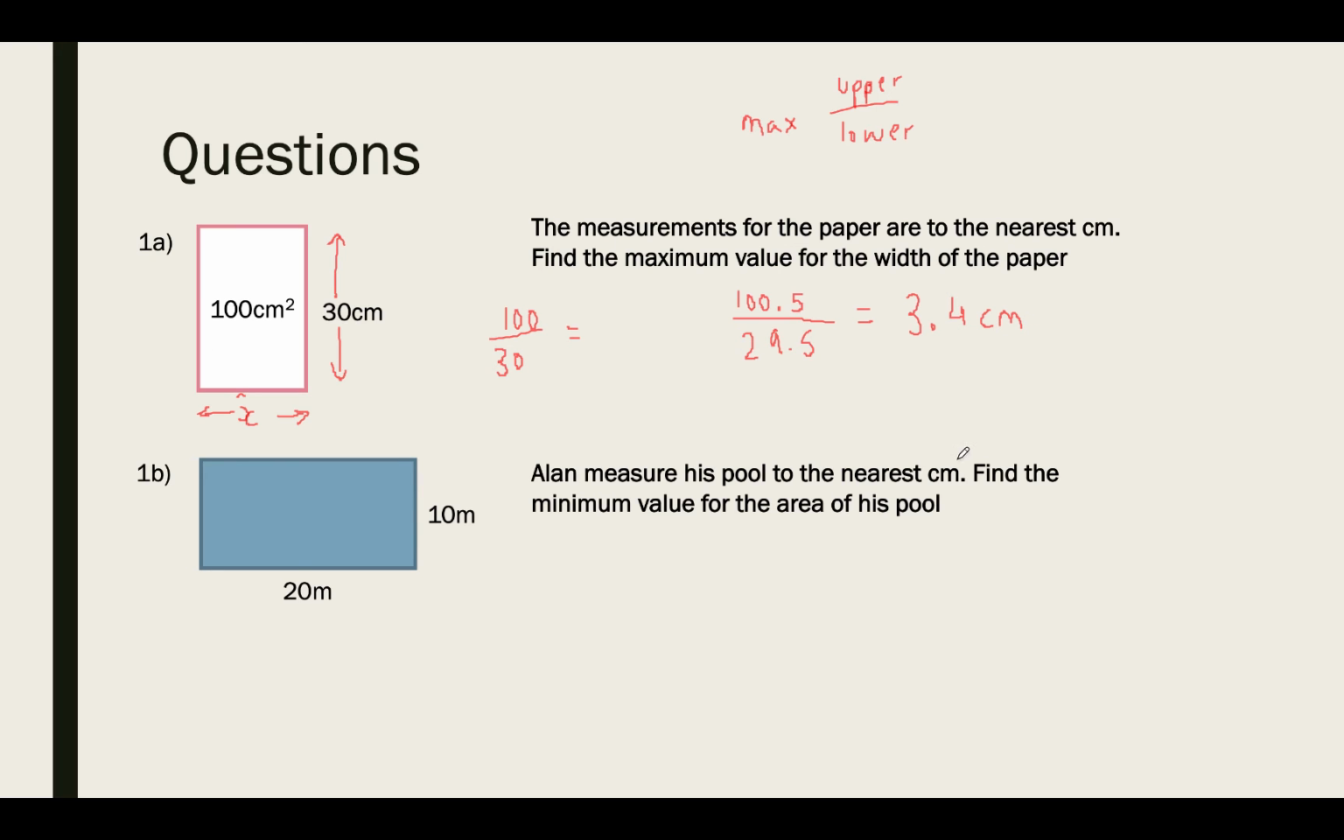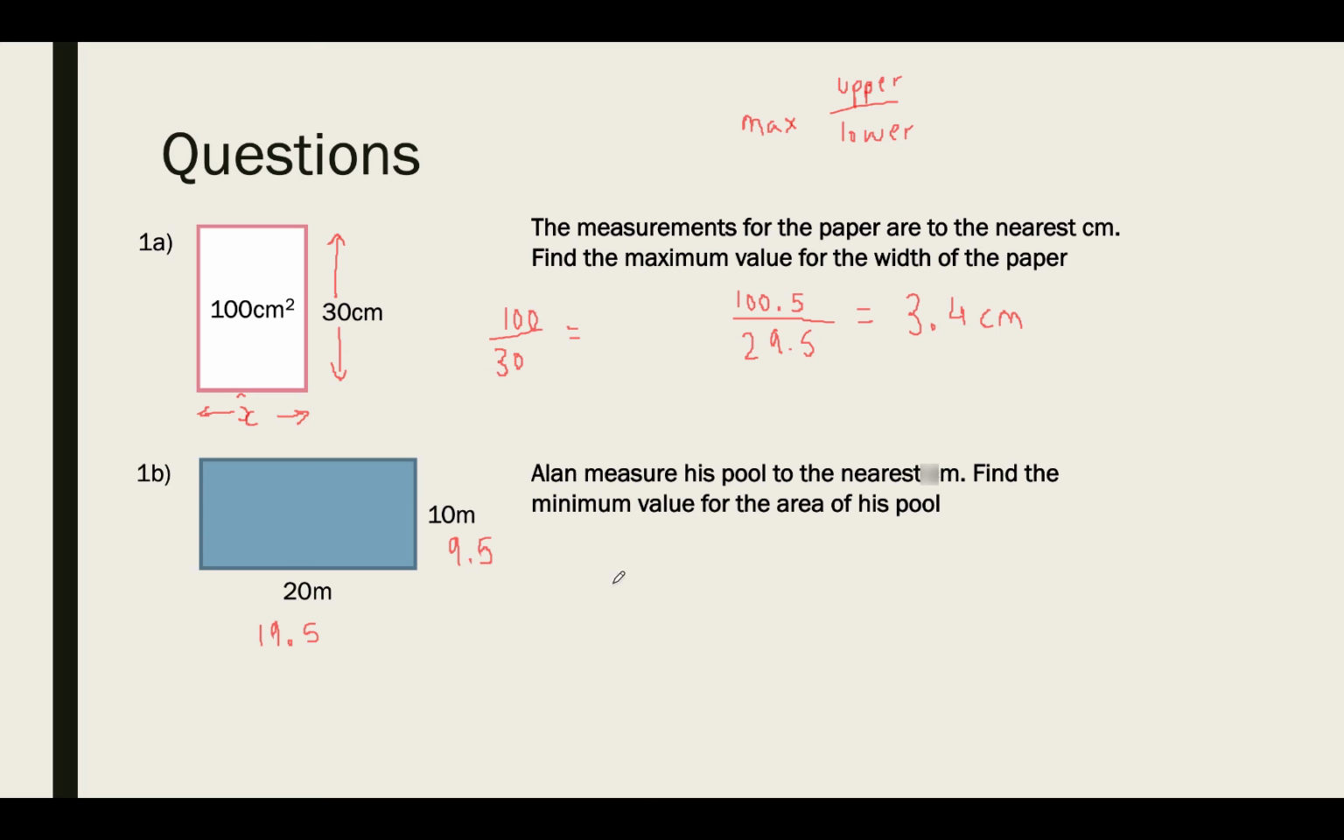If we have a look at question 1b, it says Alan measures his pool to the nearest metre. Find the minimum value for the area of his pool. So if we have a look here, we're given 10 and 20. But when we want to find the minimum value when multiplying, because this would be a multiplying, we have to use the lower bounds of both numbers. So to the nearest metre, 20 metres, the lower bound would be 19.5. And for 10 metres, it would be 9.5.